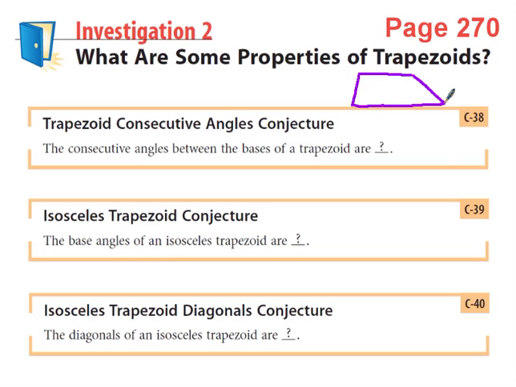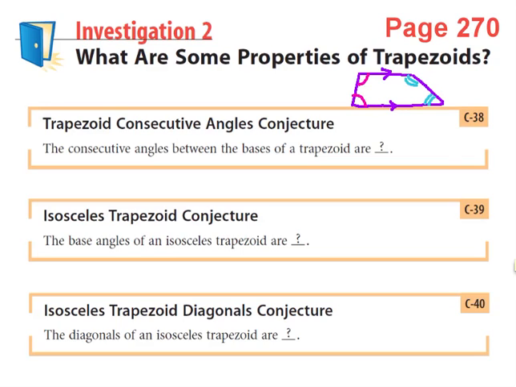Okay, so let's look at kind of what I've drawn up there in purple. The bases, in this case, are the top and the bottom, correct? And I know that the bases are parallel to each other. So now I need to think, when it says the consecutive angles, it would mean like this pair right here, and then this pair right here. So I need to come up with what in fact those angles are.